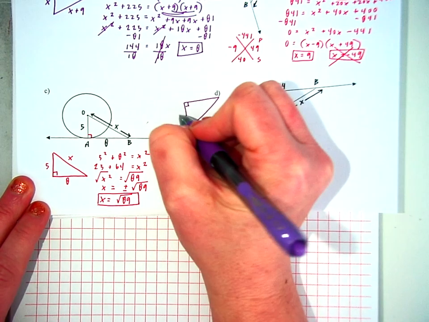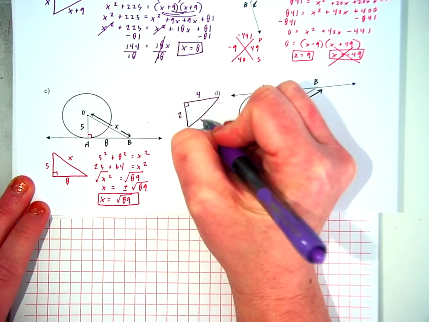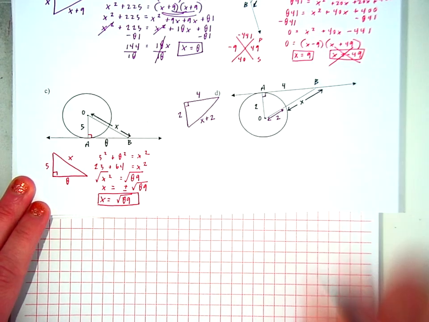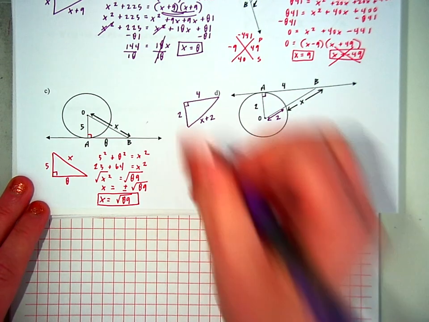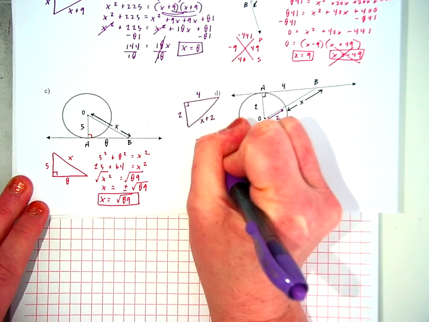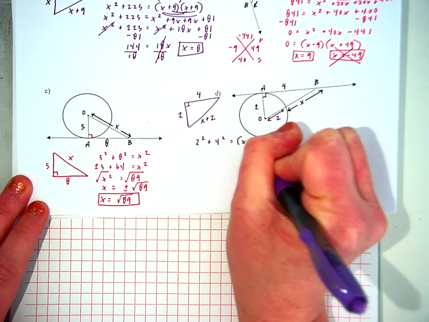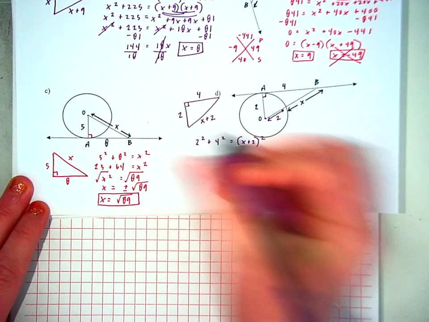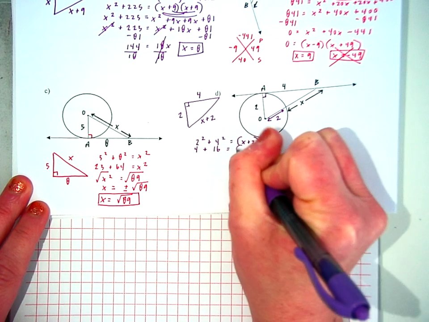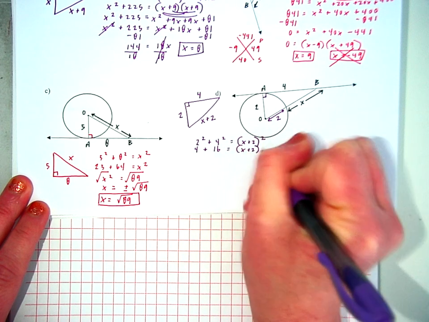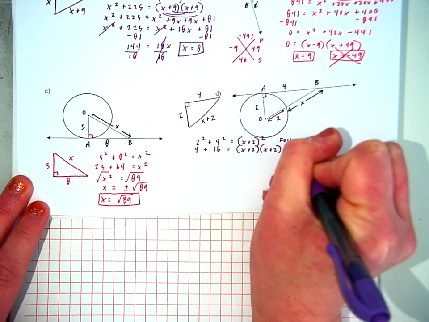So here I have 2, here I have 4, and here I have x plus 2. So here, if I use the Pythagorean Theorem again, I can see that 2 squared plus 4 squared equals x plus 2 squared. So 4 plus 16 equals x plus 2 times x plus 2. And I gotta FOIL it out.